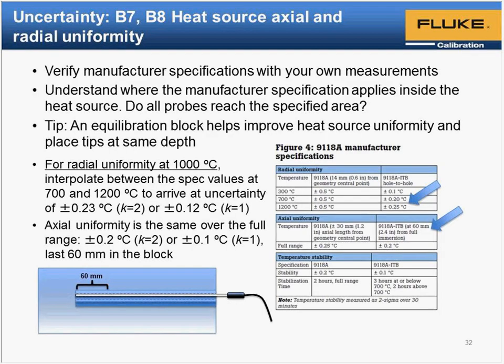So now let's talk about numbers. The furnace is specified to have a radial uniformity and an axial uniformity. Let's cut to the chase here. When we want to find out what radial uniformity is at 1,000 degrees C, we do some interpolation work, because in this table the uniformity is specified at 300, 700, and 1,200. In this case, we do linear interpolation between the specs at 700 and 1,200, and it tells us that at 1,000 degrees C, the radial uniformity is plus or minus 0.3 degrees C, at K equals 2. So we divide it by 2 to get 0.12 at K equals 1.